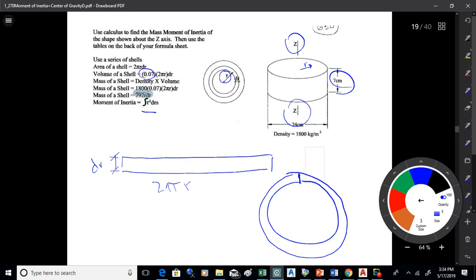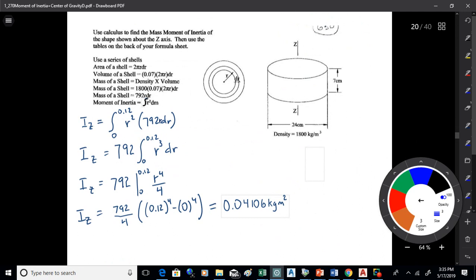When I put all that stuff together, I get the mass of one shell. It's 792 times r dr. That's what I'm putting together, and then I add them up, which is what an integral does. I'm going to start at the middle, which is r = 0, and go to the outside, which is r = 0.12 meters. That's the formulation I'll use to find that moment of inertia.